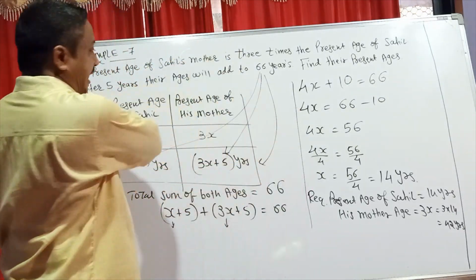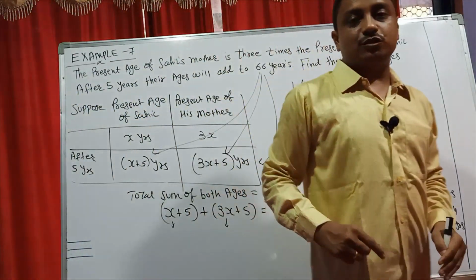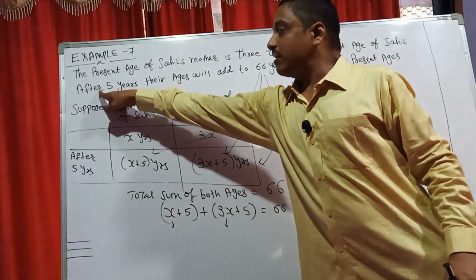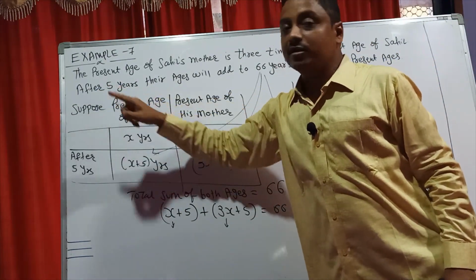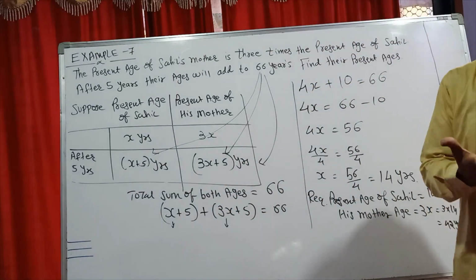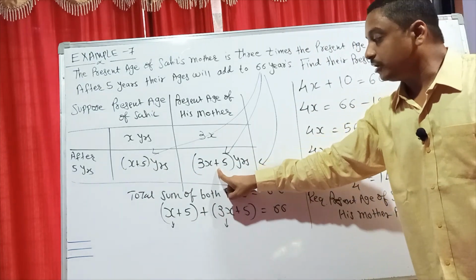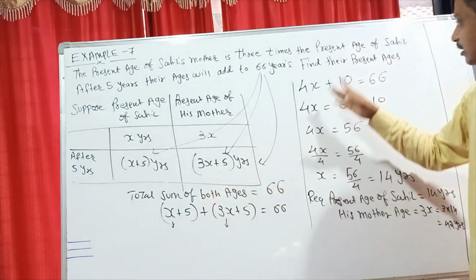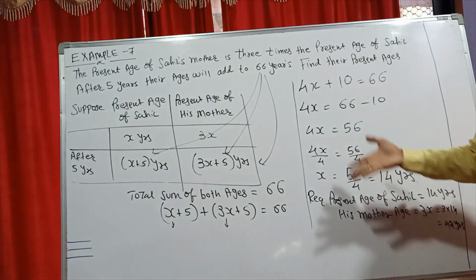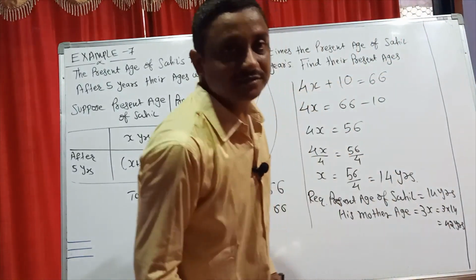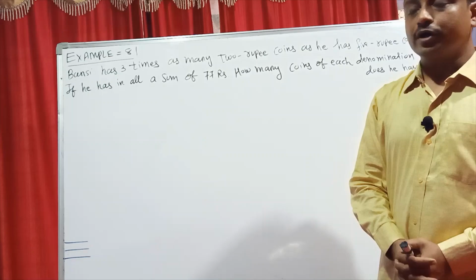So here ends our third sum. And students, this is an important question for exam level. Maybe sometimes it could be taken as before 5 years instead of after 5 years. If it is before 5 years, then here you write down x minus 5, here write down 3x minus 5, and further you calculate similar type questions. Next one. Students, it is a 3 marks question. Okay, now done. Next. Now continue students.